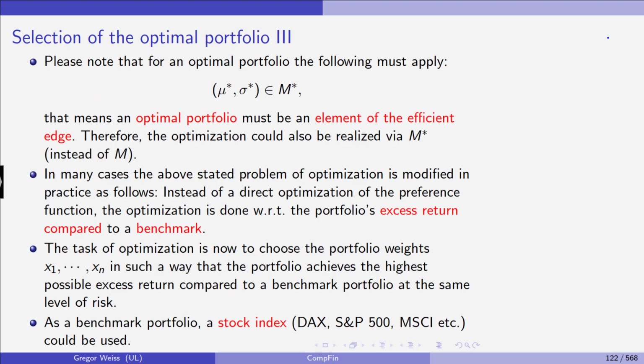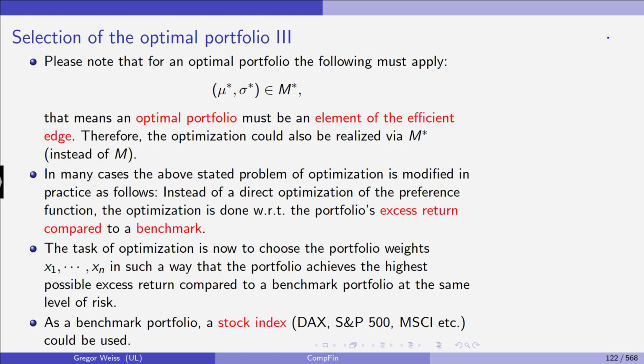In many cases, however, the above stated problem of optimization is modified in practice in the following way. Instead of a direct optimization of the preference function with respect to risk aversion, you are building your own preference function in the way that you're comparing your portfolio's return in excess of what an index or a benchmark is paying you. So, for example, you take the DAX, the S&P 500, the MSCI World Index, and you're saying, I'm trying to optimize my portfolio return in excess of the S&P 500's return.